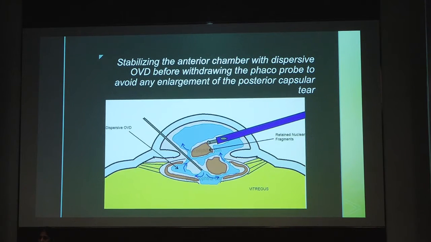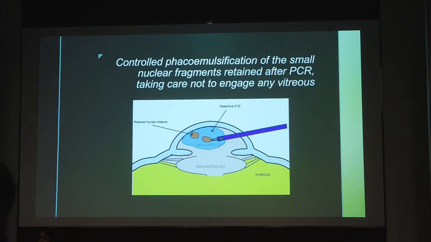This is a diagrammatic representation showing very nicely what you do. You can put a dispersive viscoelastic behind the nucleus, just plugging this opening, the PCR, so that it doesn't drop. And then you can either do a gentle phaco, as you saw the senior surgeon doing, to avoid any enlargement, or you come out and do a bimanual vitrectomy, or you can remove these nucleus fragments using visco itself.